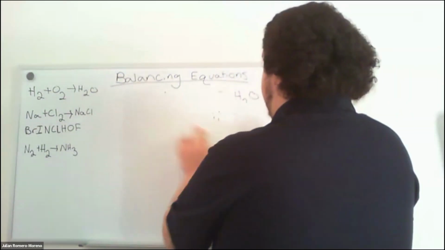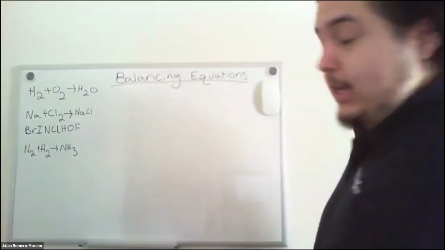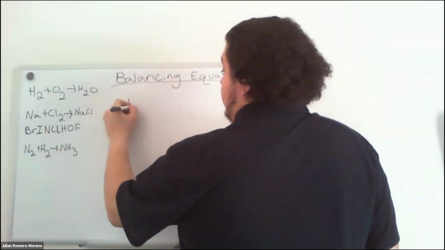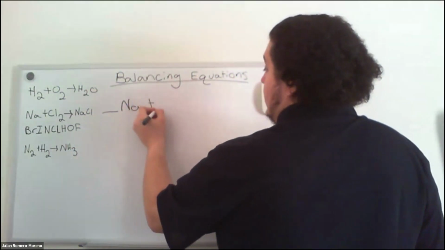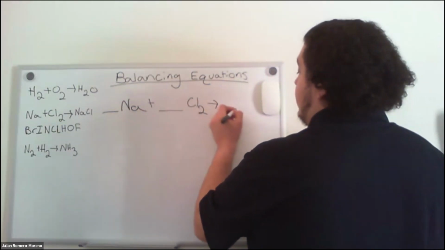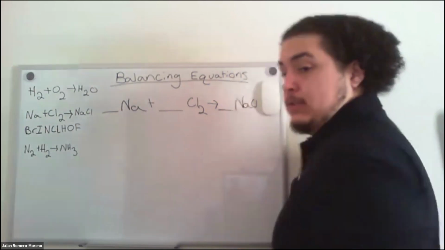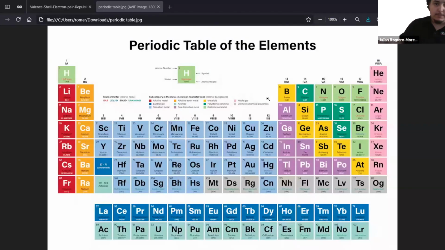Now, I'm going to do another equation. So I'm going to do Na plus Cl2 to NaCl. Now, you might notice here, the Na has no subscript, but the Cl has a 2 for its subscript. Why is that? So I'm going to real quick go over this. If I share my screen, there are some elements on the periodic table that will always, when alone, without any other elements, exist as diatomics.